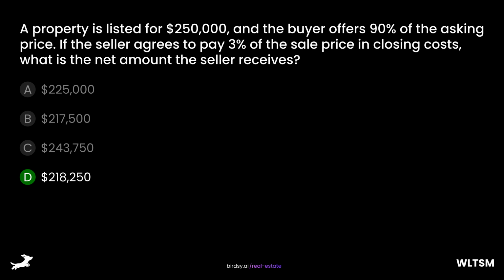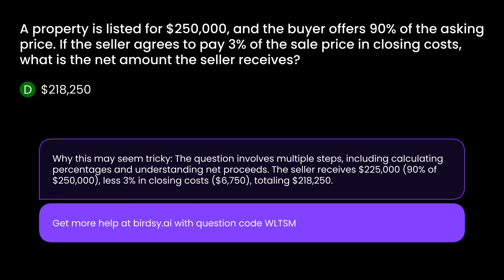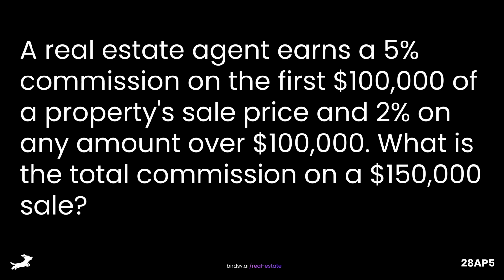$218,250. Why this may seem tricky: the question involves multiple steps, including calculating percentages and understanding net proceeds. The seller receives $225,000, 90% of $250,000, less 3% in closing costs, $6,750, totaling $208,250.